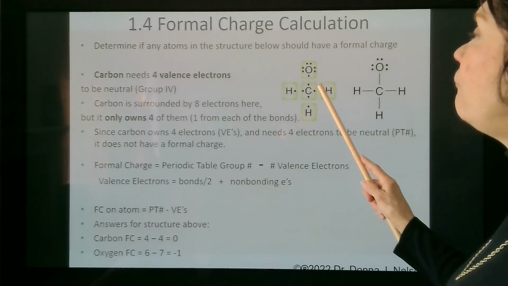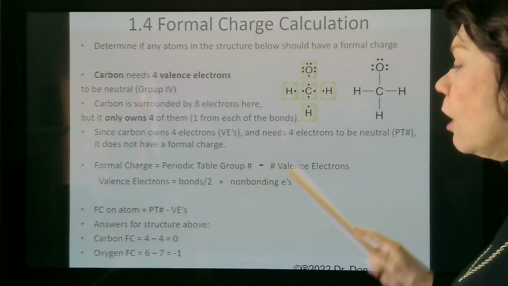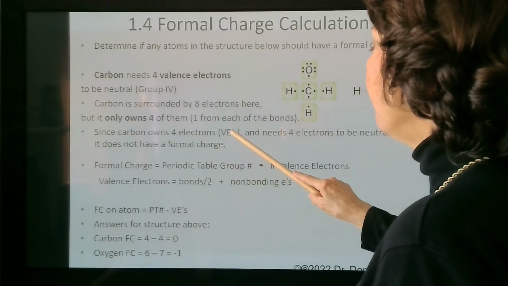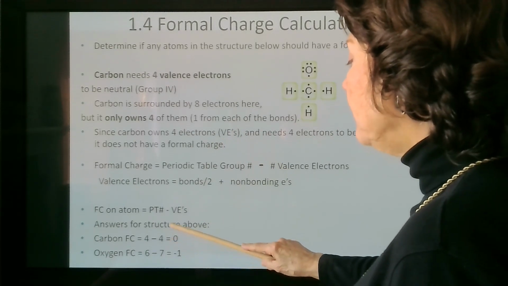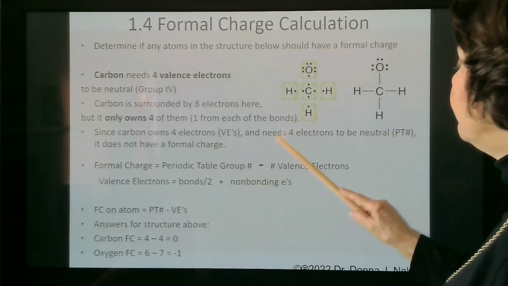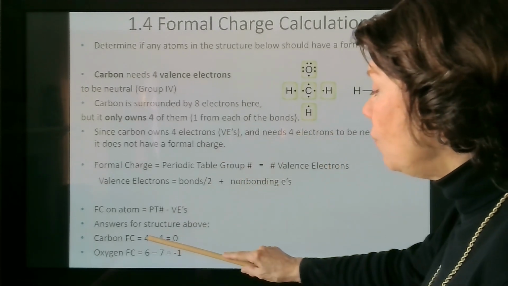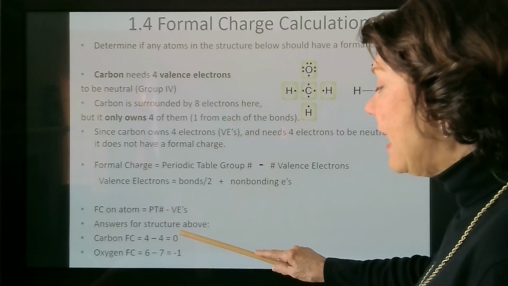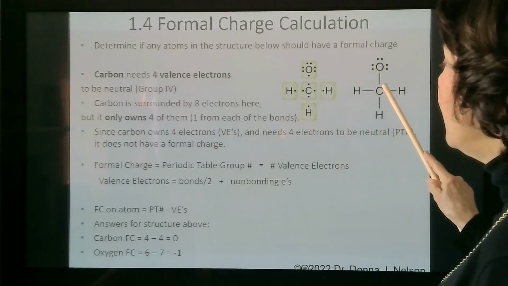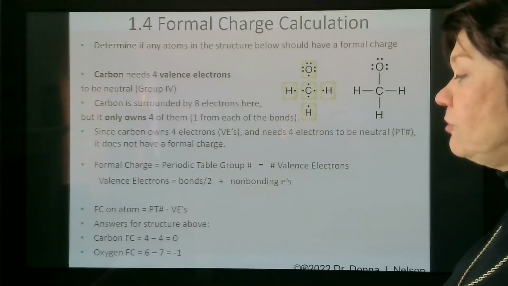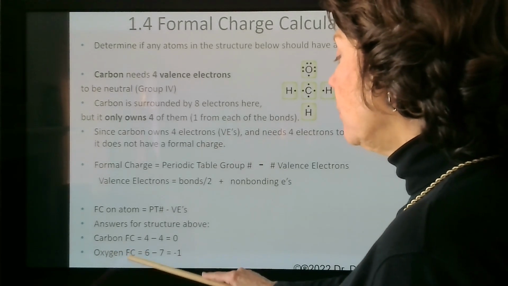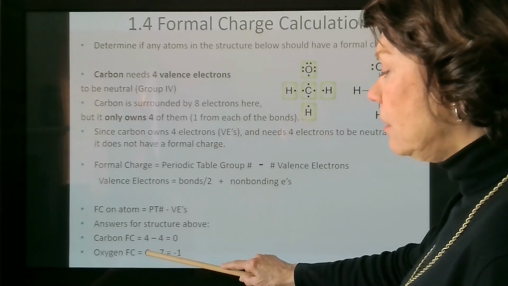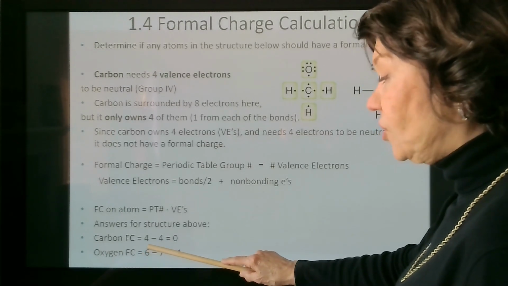And so the formal charge calculation for carbon tells us this carbon owns 4 valence electrons, and 4 from the periodic table. So you have the periodic table number minus the number of valence electrons, and that gives 0. So you would predict this carbon to have a formal charge of 0. Now look at oxygen. The formal charge here comes from the periodic table. It's in column 6.